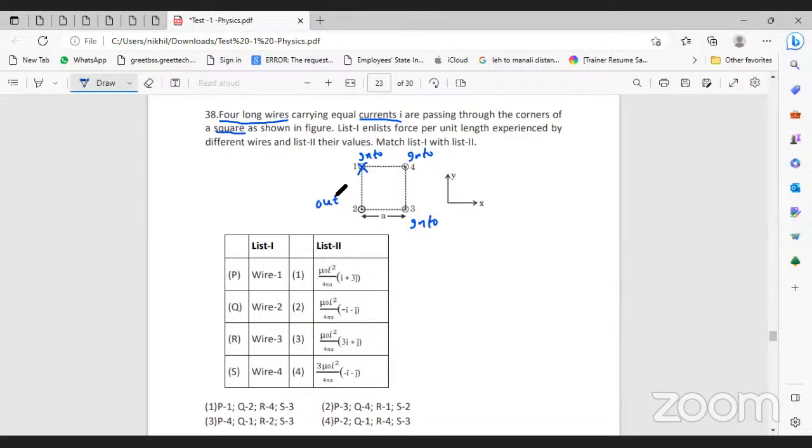Now, you have to explain the match the following with respect to the force per unit length. You know the formula for the force per unit length. Force per unit length is given by the formula mu naught by 4 pi into 2 times the product of the currents divided by the separation between them. Anyway, the separation is there.